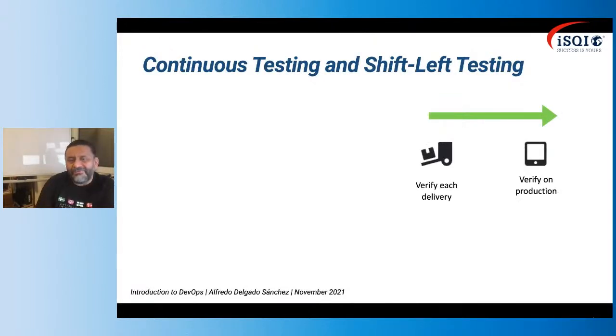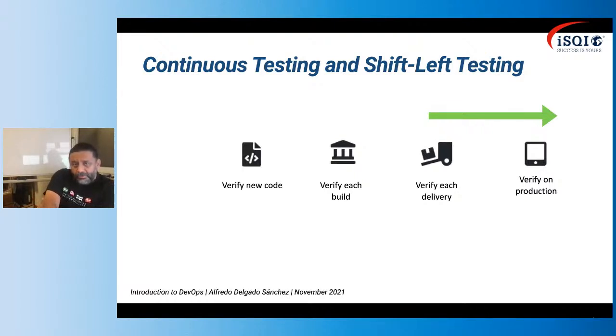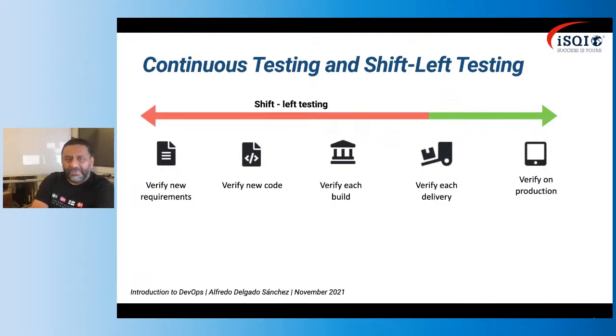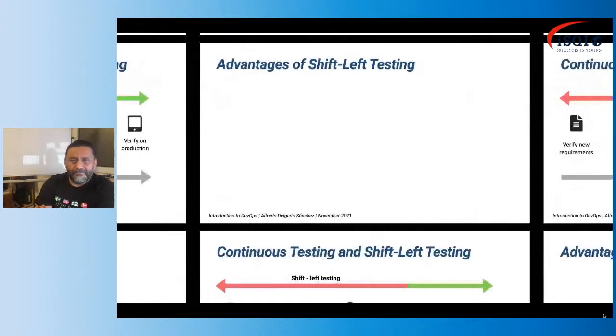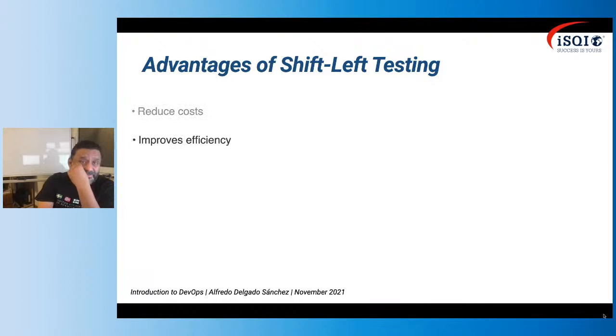Shift left testing means that we don't test only the deliveries or the artifacts that we build. We move also the testing to the parts or to the steps on the left side. For example, we verify new requirements, we verify also new code, we verify each build. That is what shift left testing means. Not only test the artifacts that are built, that are delivered, but also to test previous steps. Okay, these are of course the advantages of shift left testing.